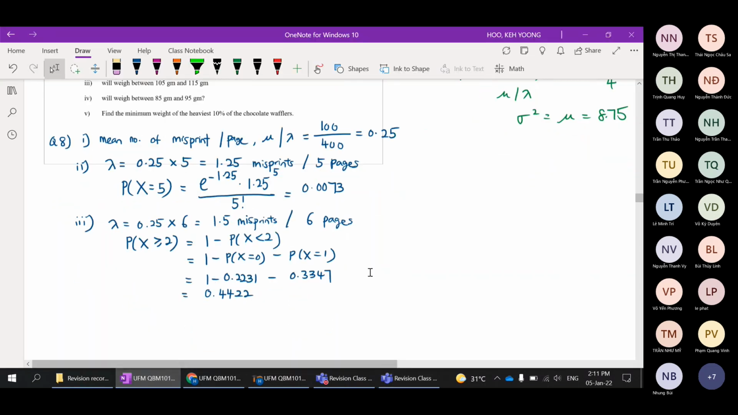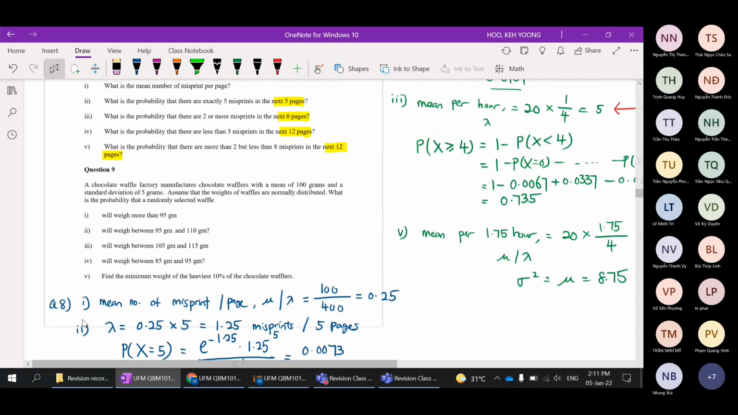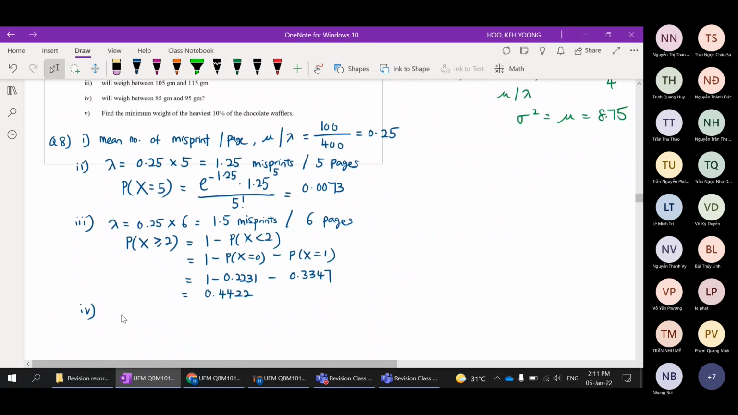Got it. Question 4. What is the probability there are less than 3 misprints in the next 12 pages? So you have to calculate a new lambda again, the new mean. One page average is 0.25. How about 12 pages? You times 12, and you will have 3 misprints per 12 pages.